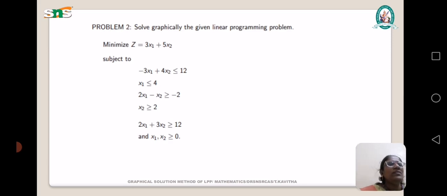Next we have the second problem. Solve graphically the given linear programming problem. This is the problem. Objective is minimize Z equal to 3x1 plus 5x2, subject to minus 3x1 plus 4x2 less than or equal to 12, x1 less than or equal to 4, 2x1 minus x2 greater than or equal to minus 2, x2 greater than or equal to 2, 2x1 plus 3x2 greater than or equal to 2, and x1, x2 greater than or equal to 0. Here 5 constraints are given.